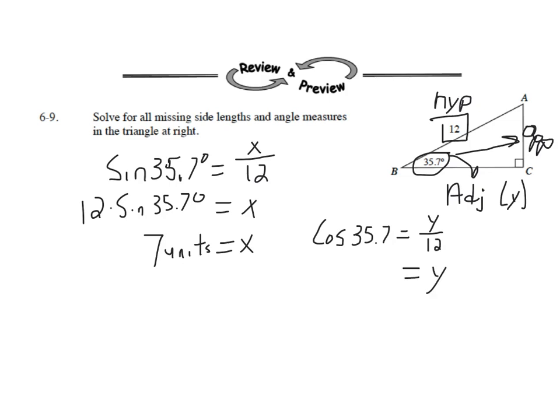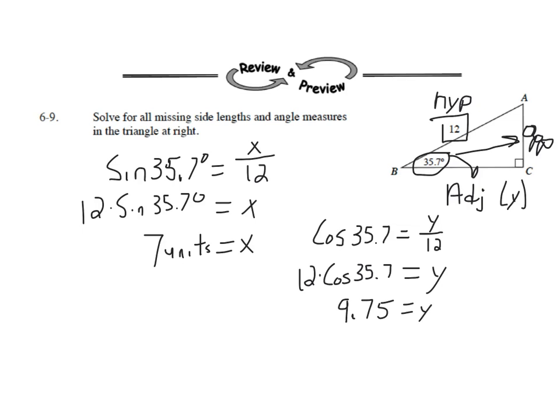Multiply both sides by 12. And I have 12 times the cosine of 35.7, which is equal to 9.75.